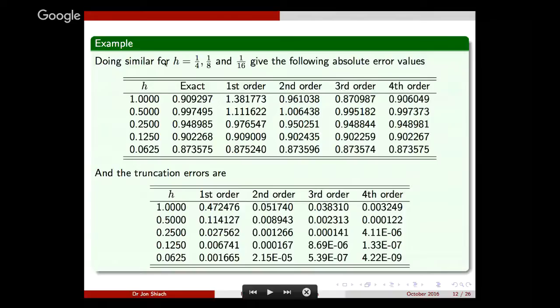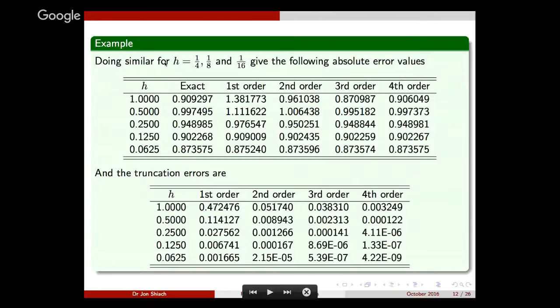Because we know what the exact number should be, because we're just approximating sine of x plus h, I can calculate the difference between our approximations and the exact number. I've taken the absolute value, so I'm ignoring any signs. And here we have our errors. When h was 1, our first order was very poor, 0.47 away. Second order, 0.05 away. Third order, 0.038. Fourth order, 0.0032, etc. As you go to higher order, that error gets smaller and smaller.